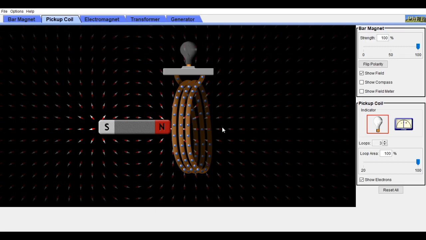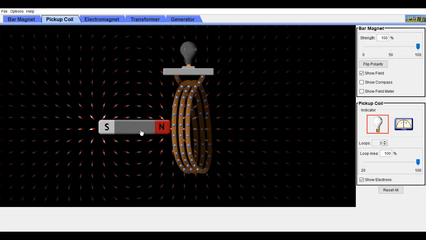Next one is the perpendicularity. Later we will talk about that perpendicularity. Let's have the number of loops. As the number of loops increases, the voltage or the current that will be produced is also greater.